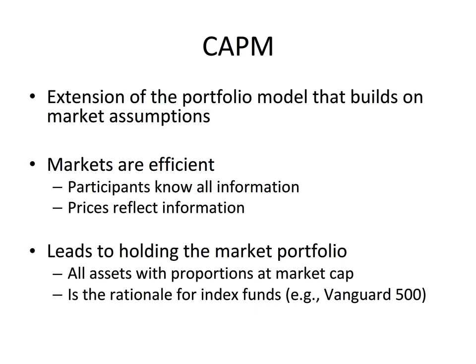The CAPM model assumes that markets are efficient. Basically what that means is markets know all information. The markets are perfect in that sense. They know all information and there are no transaction costs. And prices reflect all the information that exists. If these conditions are met, it leads to the holding of the market portfolio.